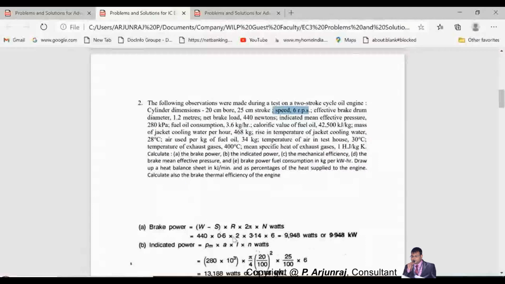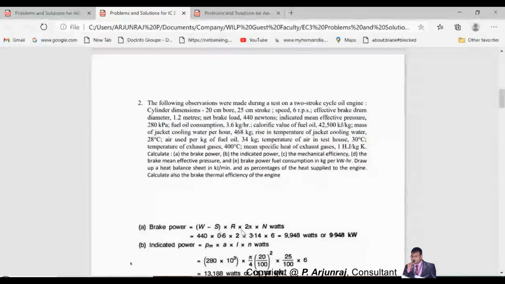And what is the torque? Torque is nothing but force into perpendicular distance. So the force given is 440, into the perpendicular distance. What is the perpendicular distance? The perpendicular distance here is 0.6, which is nothing but the radius.